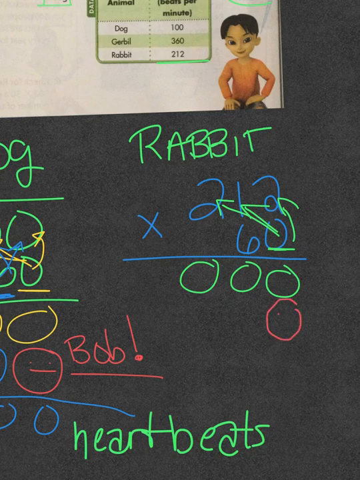Then we got to call our buddy, Bob, lowercase Bob this time, and he's going to hold that place for us since we're done with the ones, and we're going to move on to the tens.